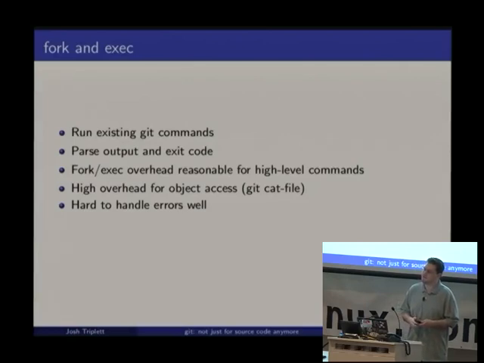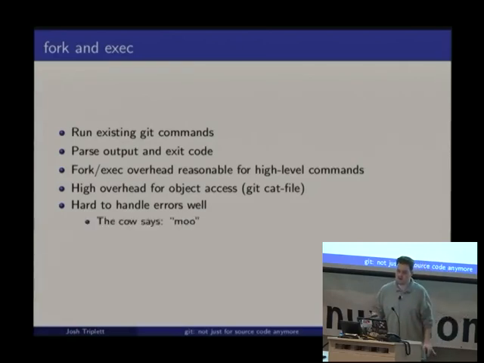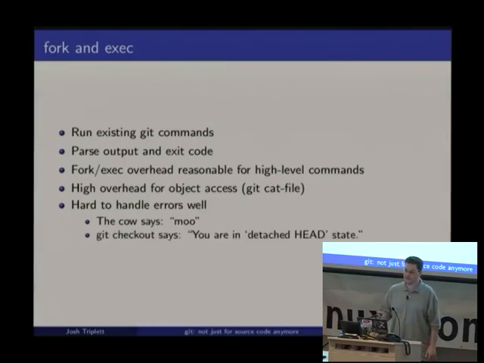You end up with something that feels a lot like one of those kids' toys that tells you what the animal sounds are. The cow says, moo. Git checkout says, you are in detached head state. Yeah, it'd be nice to actually parse that and say, okay, really what's going on is this. Because if you're running a GUI app, there's always that point when you realize, oh, this GUI app is forking and execing command line tools.